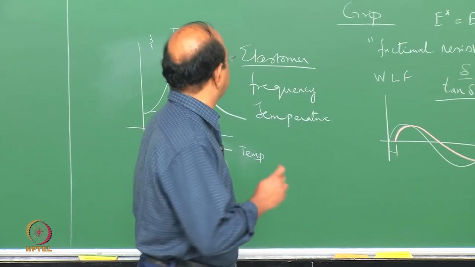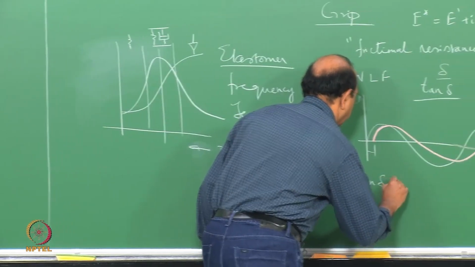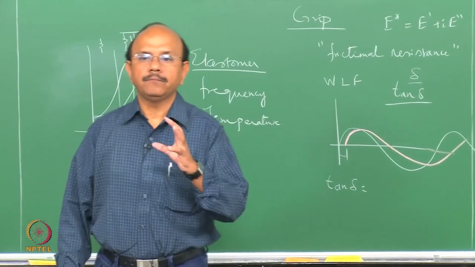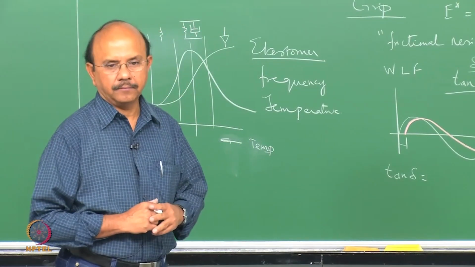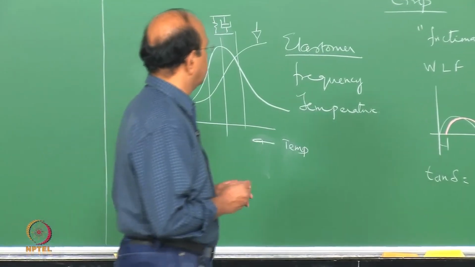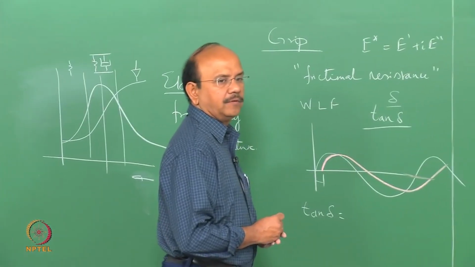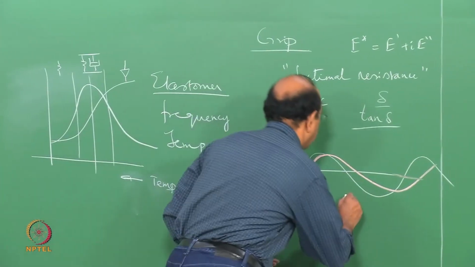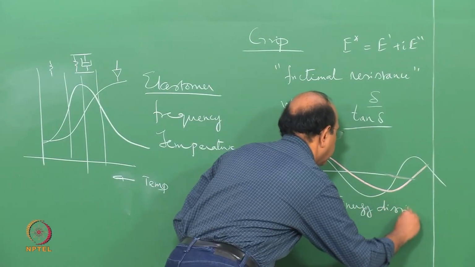You can say that tan delta is an important quantity basically because it gives you the amount of energy that is dissipated. So in other words, from here you can find out what delta is. Tan delta can be written as the energy dissipated.